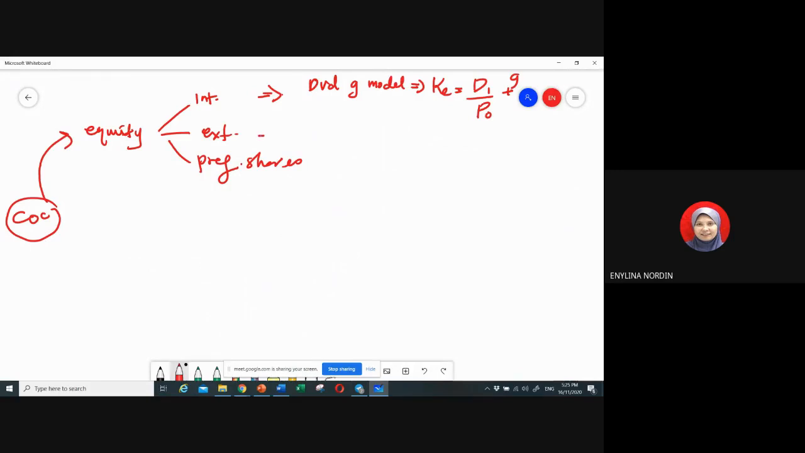If it's involving the issuance of shares, again we're still using the dividend growth model, but the calculation and the symbol will be KNE equals D1 divided by the net price of the stocks plus G. Why are we using net price? Because we need to minus the flotation cost from the current price of the stocks, because it involves the issuance of new shares.